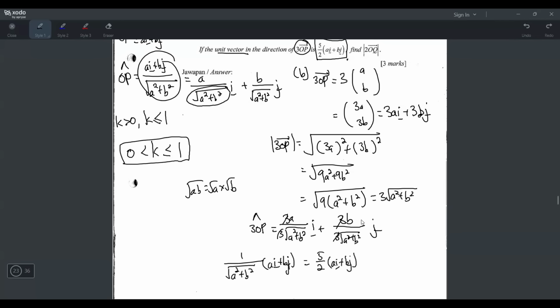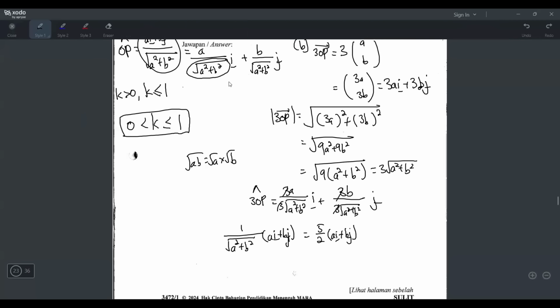It's just that this one I already expanded it in. I already took the A and B and divided by this. But I don't want to do that because I want to compare with this side. So now you can compare this with this. AI plus BJ, this side also has AI plus BJ. It means that whatever is in front here can be equal to 5 over 2. So it becomes 1 over square root A square plus B square equals 5 over 2.